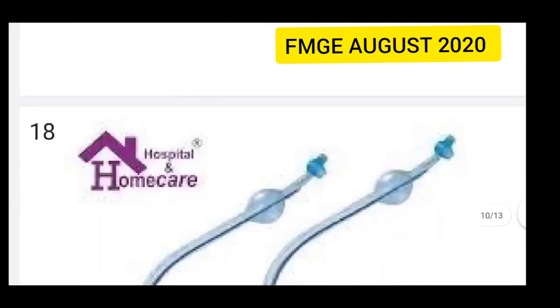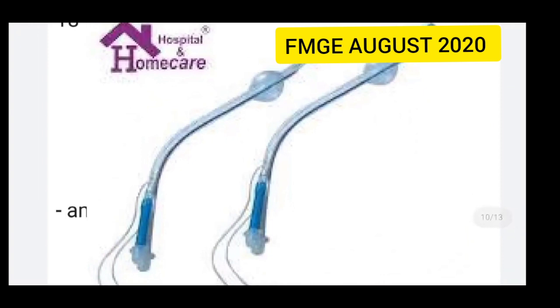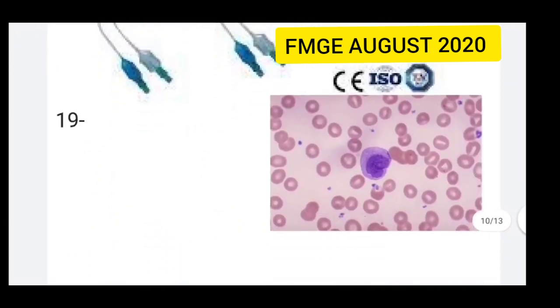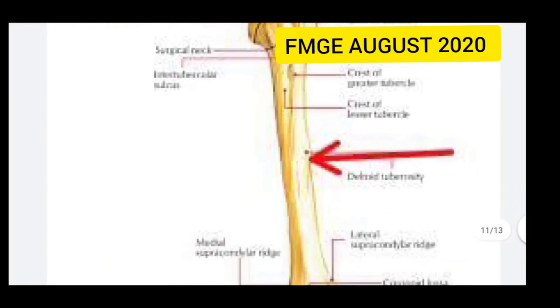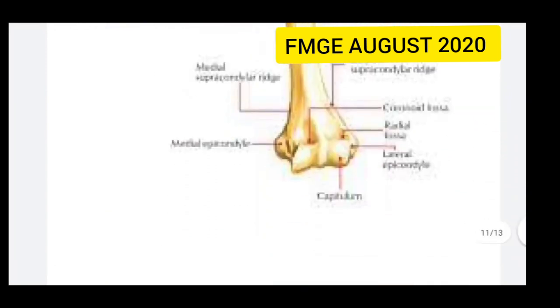Next one, they have given this catheter. This is the silicone nephrostomy balloon catheter. Now they have given the histology image of this. Mainly this is the red colored cells, the RBCs, and the blue colored nucleus is the monocyte. Now they have given the humerus bone. They have asked about the red arrow; this is the deltoid tuberosity of the humerus bone.